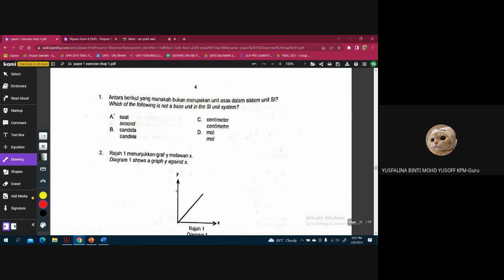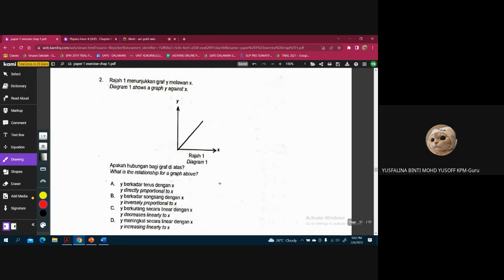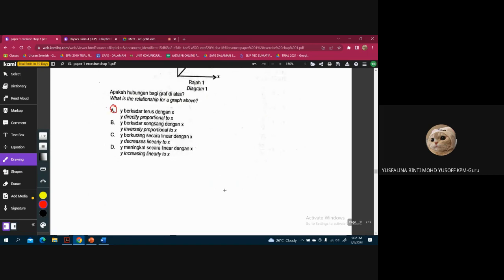And which of the following is not a base unit in the SI unit system? It's not a base unit, so of course the answer is centimeter, because for length we use a meter, not a centimeter. Centimeter, you need to change it to centi, which is what? 10 power of negative 2. So it's not the base unit. Only meter. Okay, number 2. This one is very easy. Y is directly proportional to x. So number 2 is A.